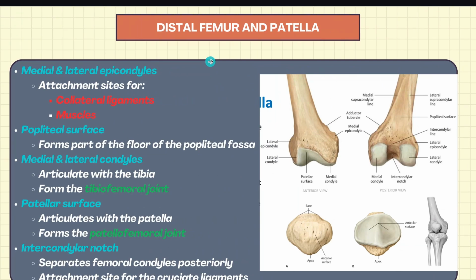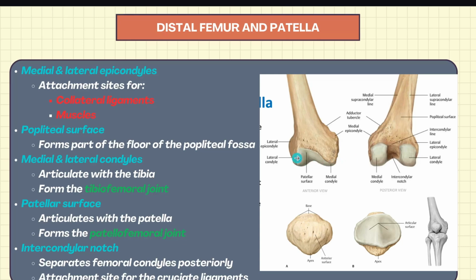Now, let's start talking about the distal femur and the patella. Now, the distal femur, as you can see here, has a lateral and medial epicondyles. Just similar to the humerus where it had lateral and medial epicondyles, it has the attachments for collateral ligaments and muscles. And then we have the popliteal surface, which is on the posterior part of the femur. It forms a part of the floor of the popliteal fossa.